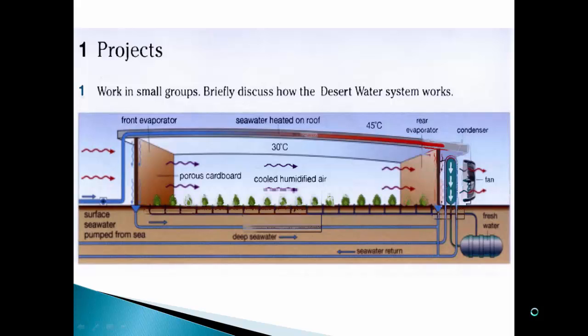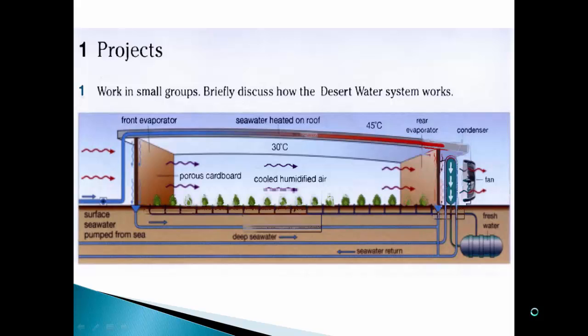The main part of this lesson is the project. We are now working remotely, so we cannot make groups, but even so, we can work on this project individually. Let's discuss the desert water system, how it works, the process of water circulation, and further information will be given for this process. So let's observe the process.